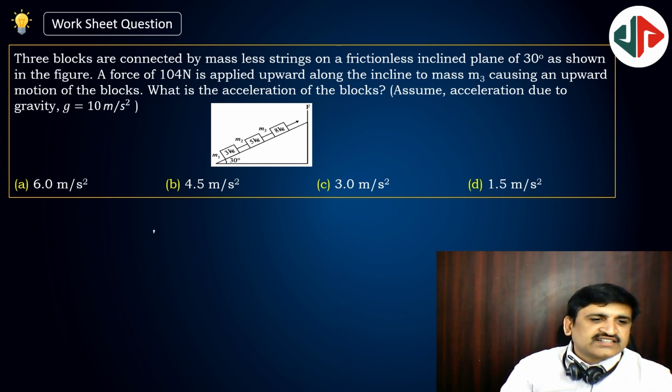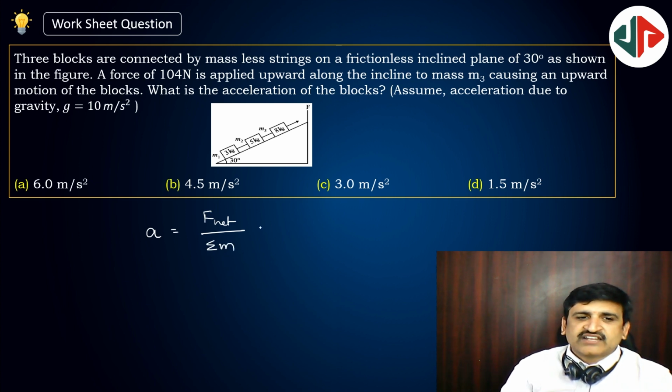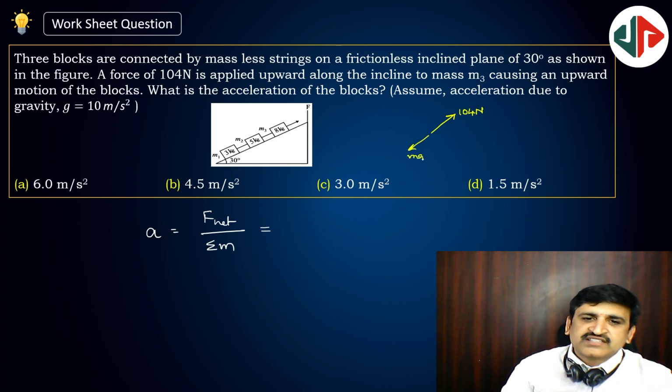Acceleration A is equal to net force for the motion by total mass. Mass is a scalar quantity, you don't have the right to resolve it, but weight is a vector quantity, you can resolve. Net force: applied force is 104 newtons, no doubt. Then what about the downward force of mg sin theta? For every mass there will be mg sin theta downward.